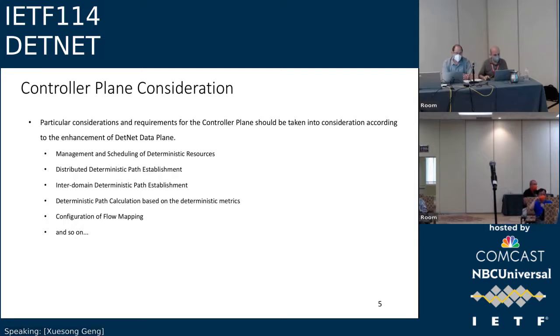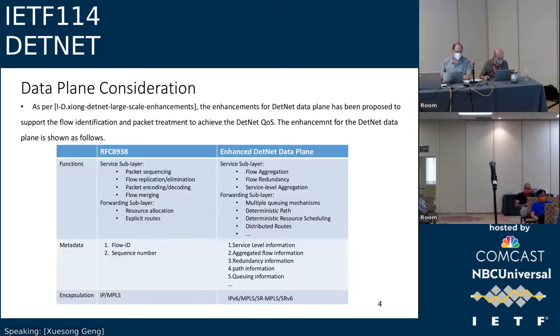Okay, thank you. And the second question is for page 4. I noticed that here you also listed some enhanced DetNet data plane requirements for the service sublayer. For example, flow aggregation, flow redundancy, and service level aggregation. All these functions, I think, have already been defined in previous DetNet discussion. So my question is, what is new here, or what should be enhanced here for the service sublayer?